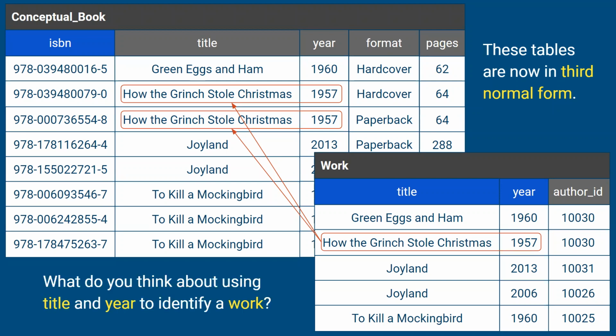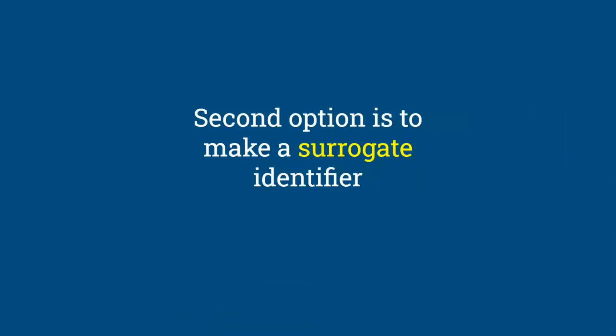So we're now in third normal form, but what do you think really about using title and year to identify a work? Does that give you any heartburn? Are you uncomfortable there, David? Like we could throw author ID into somewhere else, but I'm trying to figure out where. Well, let's look at the other option. We just make another column in work. You're talking about making a surrogate identifier. Yeah, an identifier that you just make up.